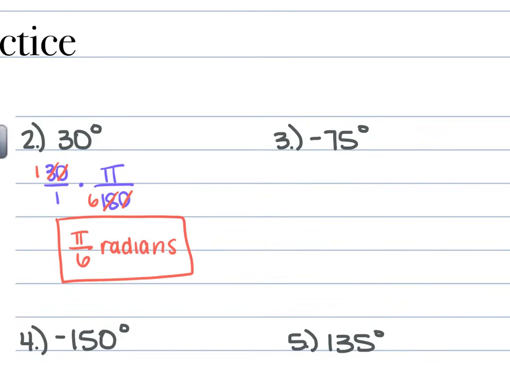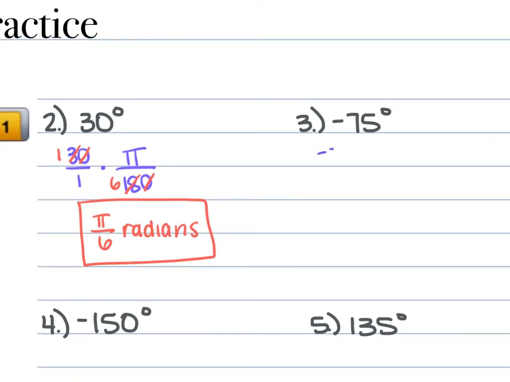For 3, we have negative 75 degrees. So we're going to put this over 1, and we're going to multiply it by pi over 180. We're going to divide both of these numbers by 5. The 5 goes into 7 once with 2 left over, so 5 goes into 25 5 times, so that's negative 15. The 180 divided by 5, the 5 goes into 18 3 times with 3 left over, and then the 5 goes into 30 6 times.